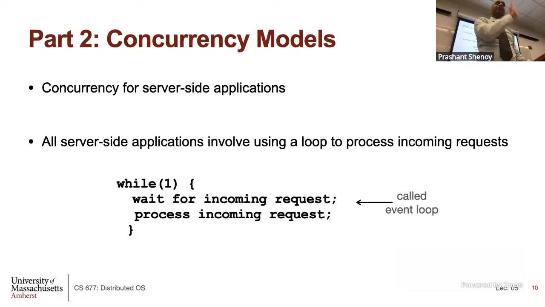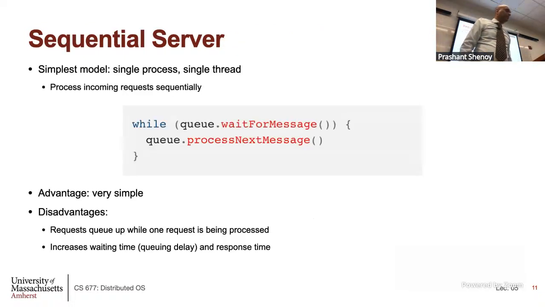Now with that in mind, let's try to understand what is the code you're going to put in that while loop. Here's a sequential server, no threads. Essentially single process, single thread. You are processing requests sequentially. So your loop is: while you wait for a message, you process the message. The message is a request in this case. Wait for a request, you process the request. Wait for the next request, you process the request, and so on. It's the simplest server you can write. It has no threads in it. It's just a single while loop that's sitting and processing requests.